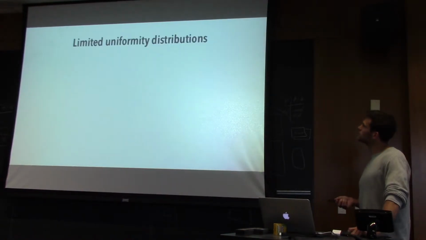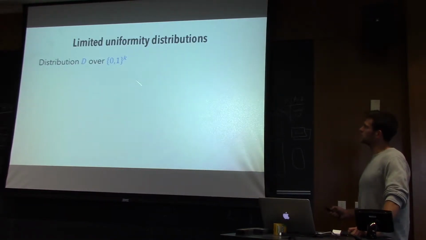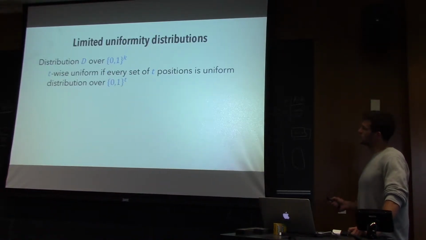All right. So to talk about my results, I need to talk about this notion of limited uniformity distributions. So you have some distribution D over {0,1}^k, which is inputs to some predicate. And we're going to say this thing is t-wise uniform if every set of t positions is the uniform distribution over {0,1}^t.